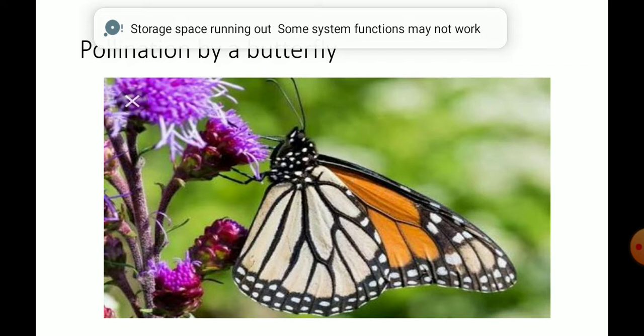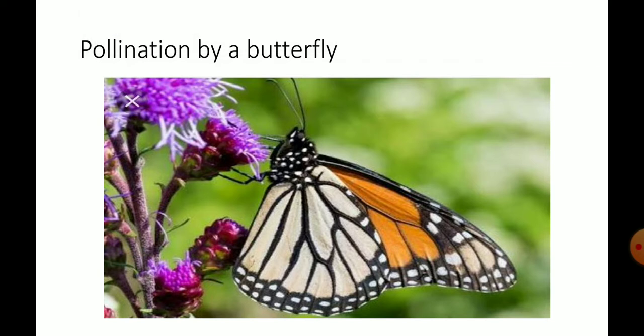Bees and butterflies carry pollen grains from the anther to the stigma of the flower. It is the first step in the formation of seeds. From seeds, new plants grow.